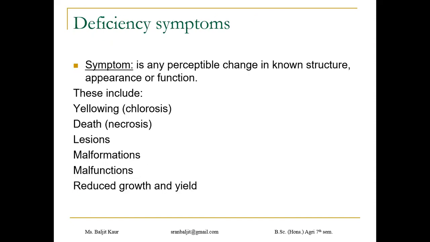And what are the symptoms? Symptoms, you can say, are any perceptible change in known structure, right? These may be yellowing of the leaves, that is known as chlorosis. It may be death of the tissues of the plants, death of the leaves, that is known as necrosis, then lesions on the leaves, malformations, malfunctions, and reduced growth and yield. So these are all the symptoms which show that there is deficiency of some particular kind of nutrient, right?